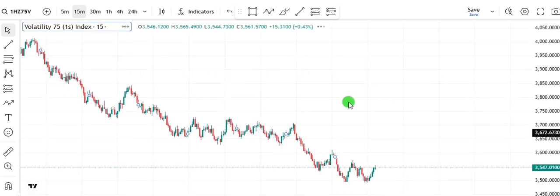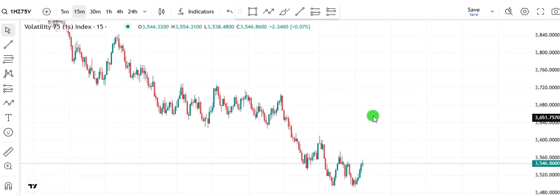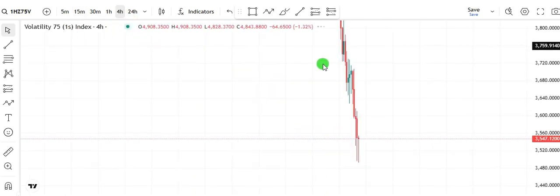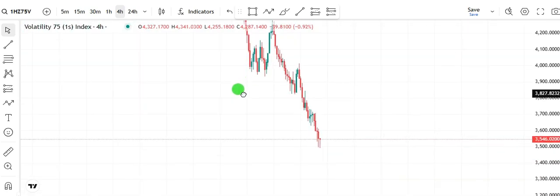Now it's another day actually, so let's just go ahead and focus on today's markings for V75. So we are starting with the H4 candlesticks, and I'm sure you know the way I usually do it is to mark the recent highs and lows.